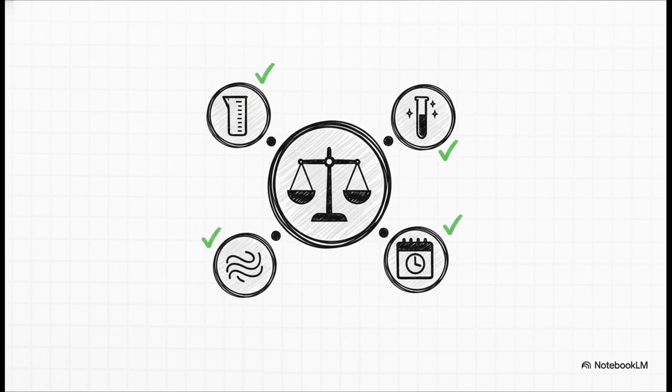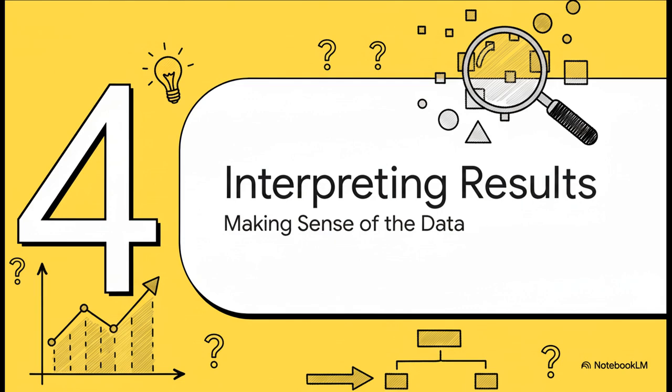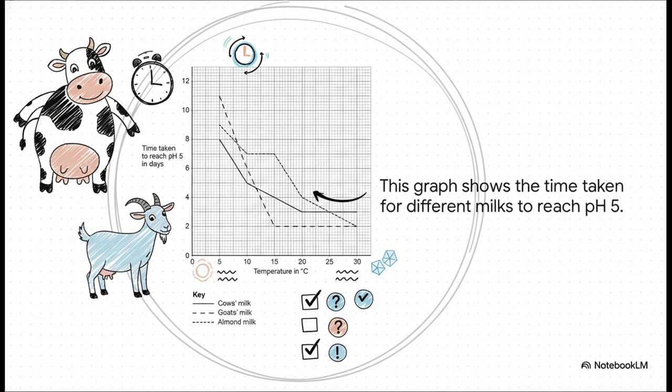Lots to choose from. Okay, so we've covered the setup. Now it's time for the fun part, looking at the data. The next few questions are all about making sense of the results, and that means we need to get friendly with a graph. So let's just take a second to break this graph down. Along the bottom on the x-axis, we've got temperature, and up the side on the y-axis is the time in days for the milk to hit pH 5. And you can see from the key we're comparing 3 different types: cow's milk, goat's milk, and almond milk.